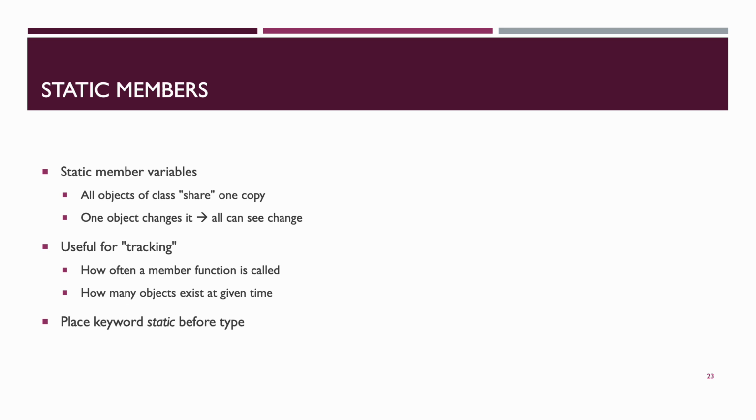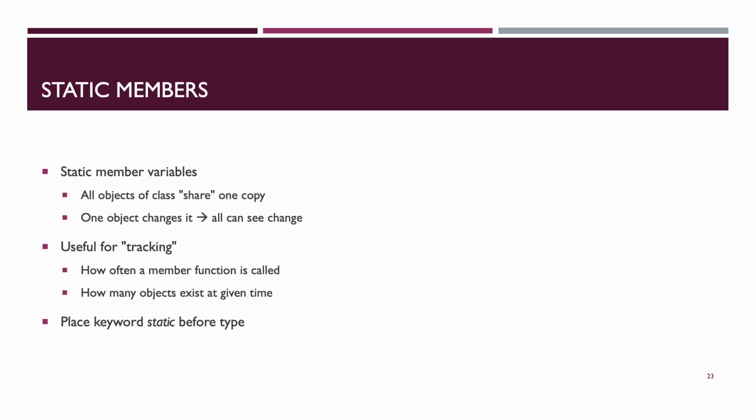Since all objects of the class share the same static variable, if one object changes the value of the static member, all objects can see the change. This is because the variable exists in a common memory location that is accessible by all objects.